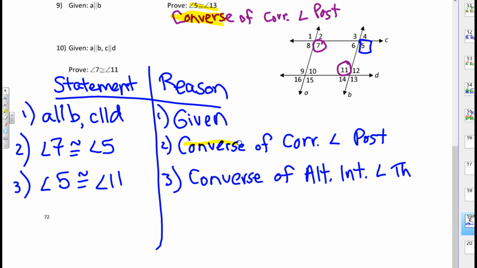Now notice I'm using the converse at this point because what's over here is something to do with the relationship of the angles, not to do with whether or not the lines are parallel. So that's when I use the converse.